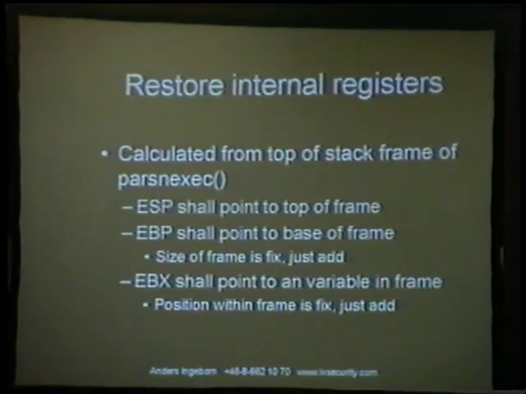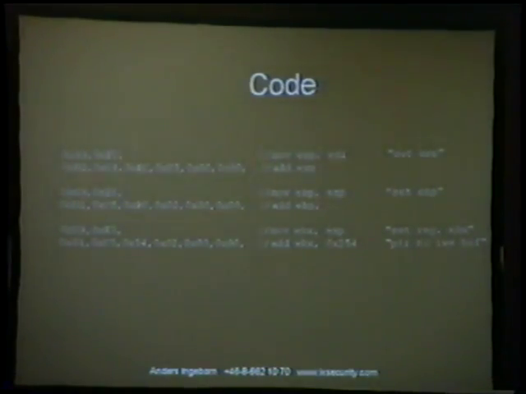And then the register EBX. If you debug the server application in a normal situation, you see that the register EBX shall point to a specific variable within the stack frame. And again, it doesn't matter where the stack frame is. You just need to know the fixed distance from either the top or the bottom of the stack frame, and just add it to get the address of where EBX should point in order to be able to do this clean return. And it looks like this in the code.